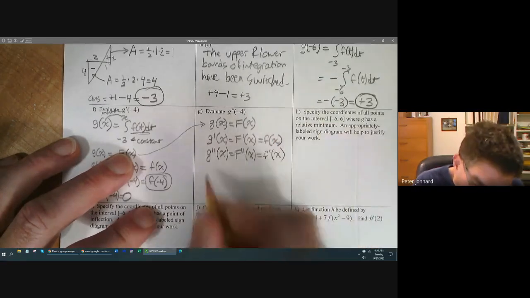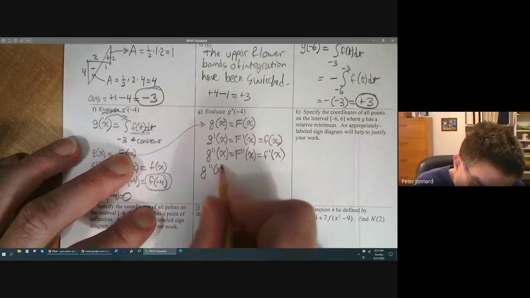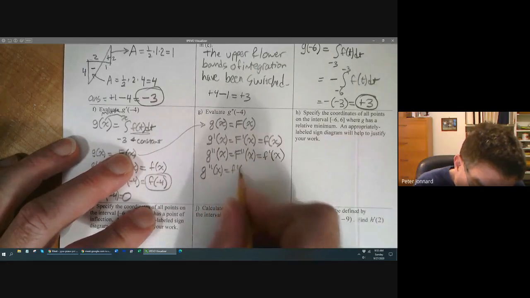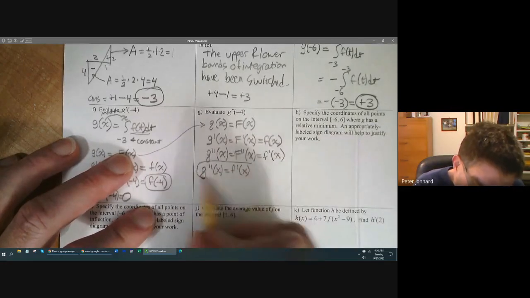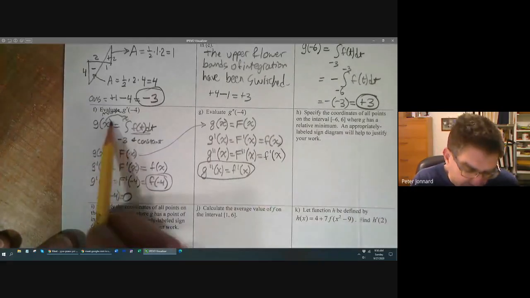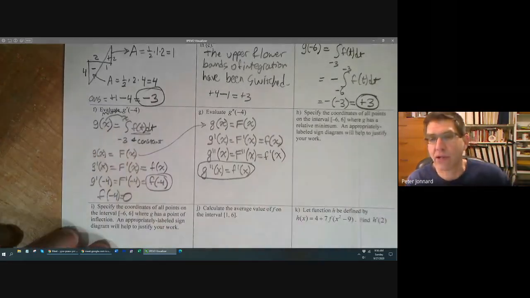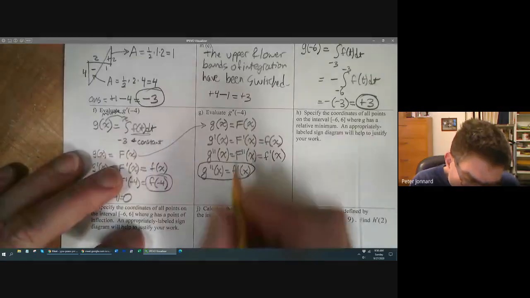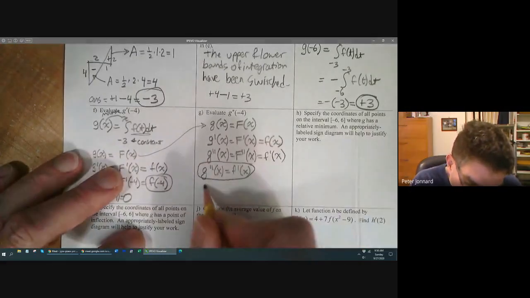So we end up with g double prime of x is simply f prime of x. And that's just going to be true every time we have a problem where this is a constant and these two match. Always that way. So now it's just a question of evaluating. Just plug the numbers in and see where it leads us.